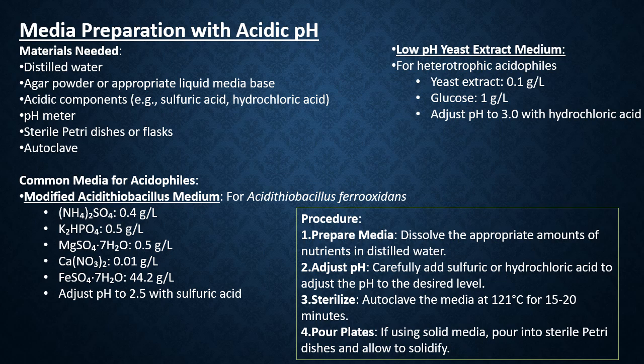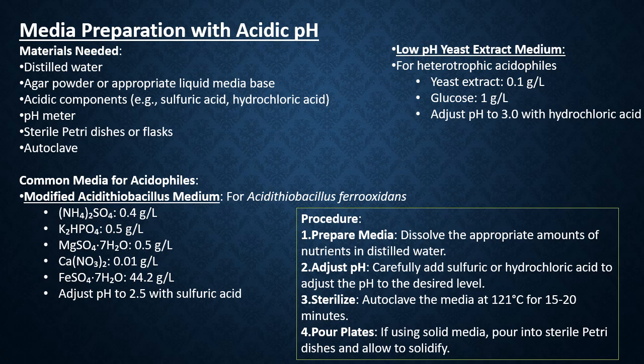Now, common media which are used for acidophiles include modified Acidithiobacillus medium. This one is for Acidithiobacillus peroxidans. You can see the components are given here, and the pH is adjusted to 2.5 with sulfuric acid. Then the next one is low pH yeast extract medium. Here you can adjust the pH with hydrochloric acid to 3.